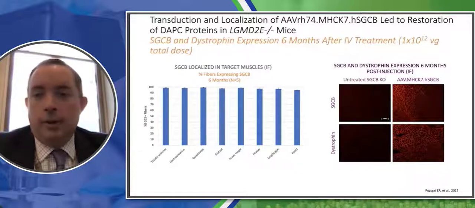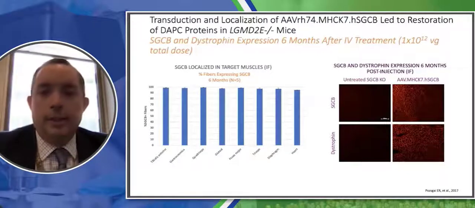And the figure on the right shows that it goes into lots of places that you care about. So it goes into the muscles, it goes into the heart, it goes into the breathing muscles. And so it's quite promising data. Next slide.